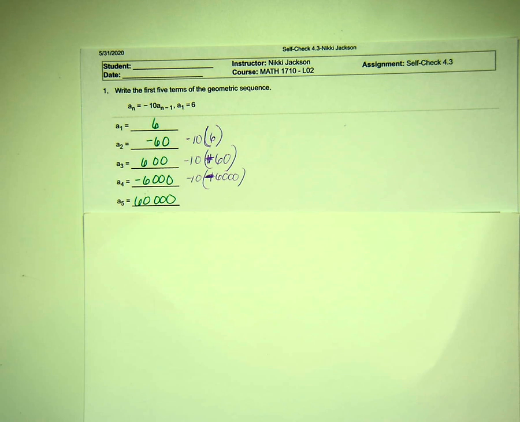So your first term has to be 6 because that's what it's given. Then you're going to multiply 6 times negative 10, which is going to be your constant, which gives you negative 60. Then you're going to multiply negative 60 by negative 10 to get 600. Multiply 600 by negative 10 again to get the negative 6,000. And then multiply negative 6,000 by negative 10 to get the positive 60,000.